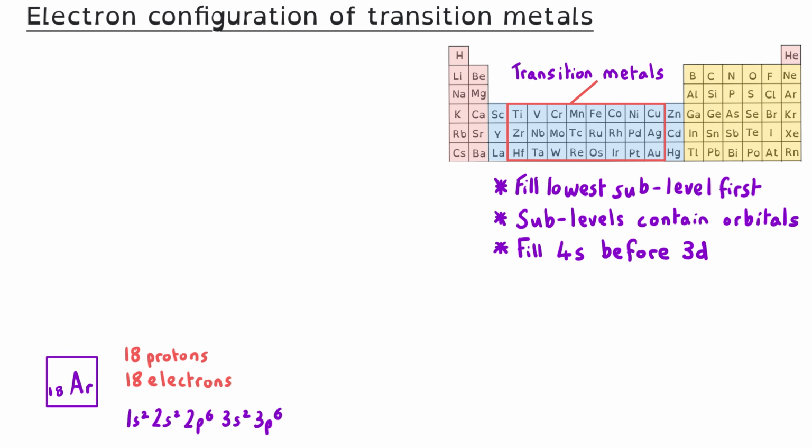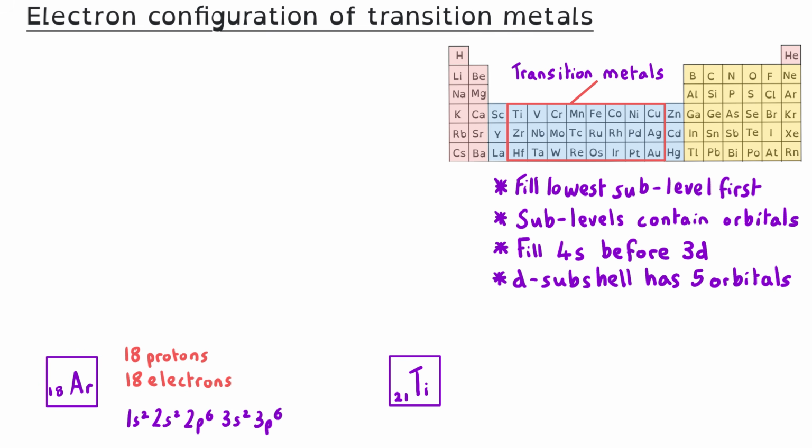For d block elements, it's important to remember that we fill the 4s subshell before moving on to fill the 3d. So for titanium, as an example, which has got an atomic number of 21, so that means it's got 3 more electrons than argon has, its outer electron configuration is 3d2, 4s2. And that means that the 4s subshell is filled, and we're in the process of filling the 3d subshell. Remember, the d sublevel has 5 orbitals, each holding 2 electrons, so potentially up to a total of 10 electrons.